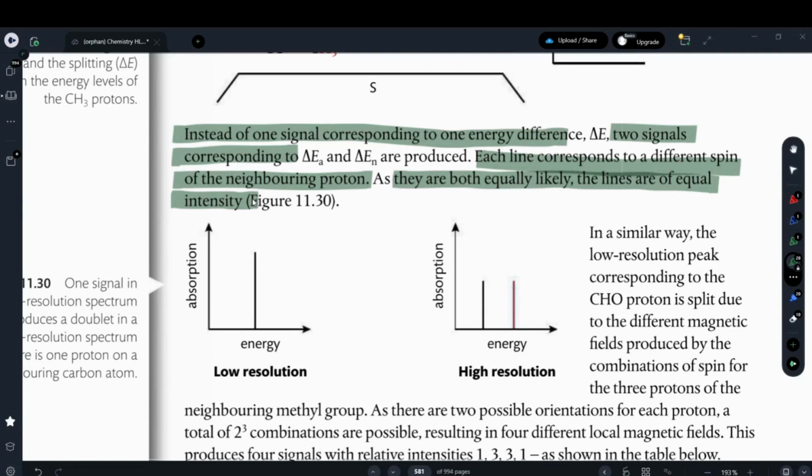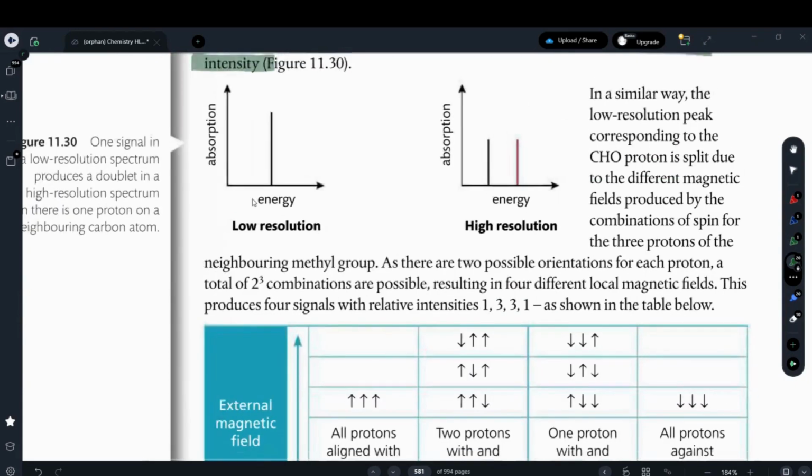Now please understand, in order to define it, we must first come across which hydrogens are which. What types of hydrogens are present there? You remember we did sampling of hydrogens in this case. If they are attached to this carbon, they will be different than when they are attached to the next carbon, right, Nisa? This is the part. In a similar way, the low resolution peak corresponding to the CHO is split due to the different magnetic fields produced by the combination of the spins of the three protons of the methyl group.